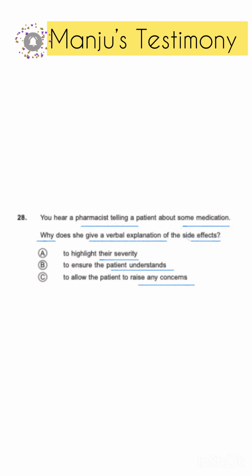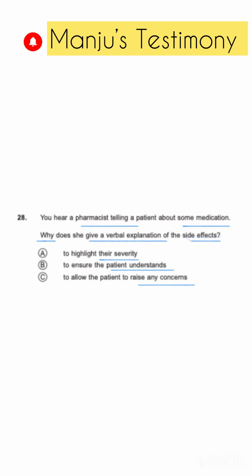It is comparatively an easy question. So why did the pharmacist give a verbal explanation to the patient? It is to ensure the patient understands well. It is not to highlight their severity, because we haven't heard about any severity of medication. So she did not give any explanation about the severity or any side effects of the medications, right? She gave some side effects in between, like stomach upset or gastric irritation, but that is not a severe issue.